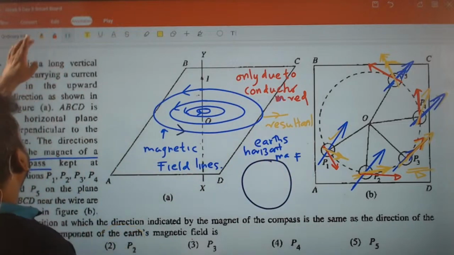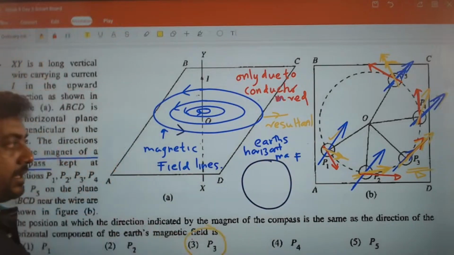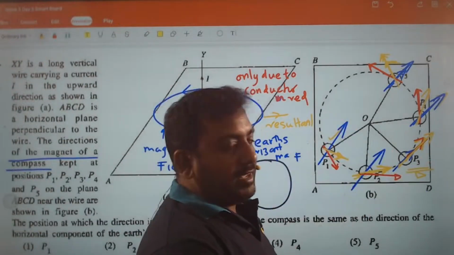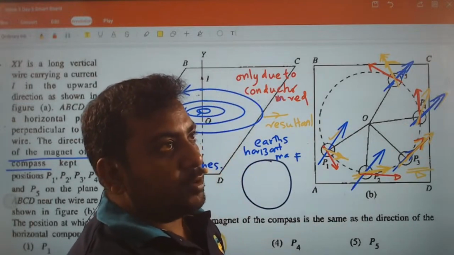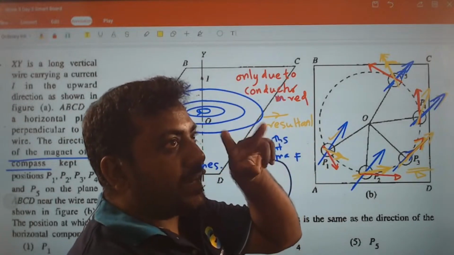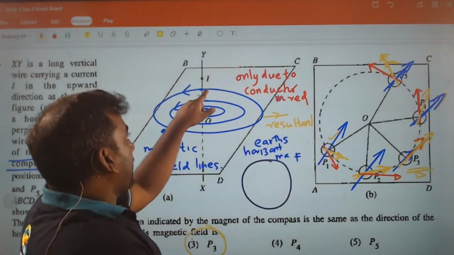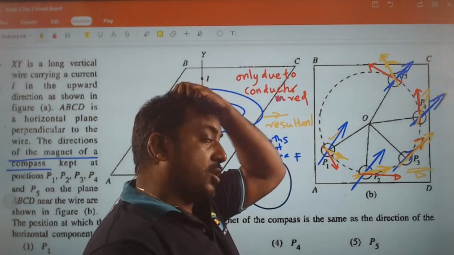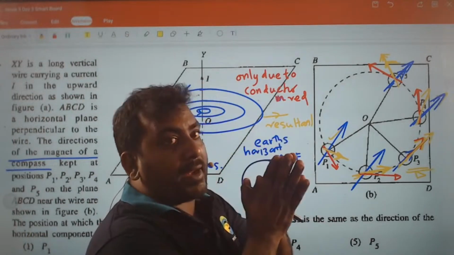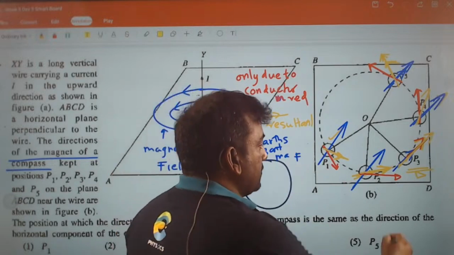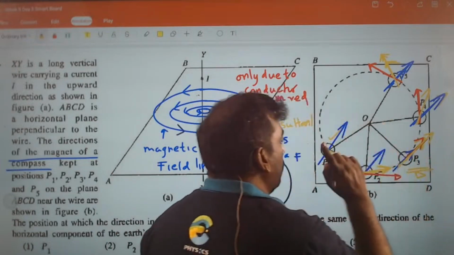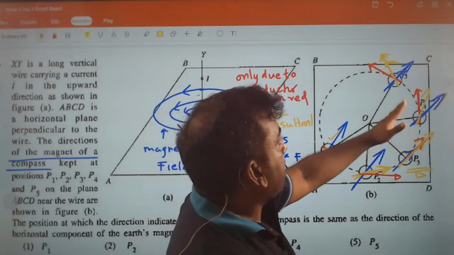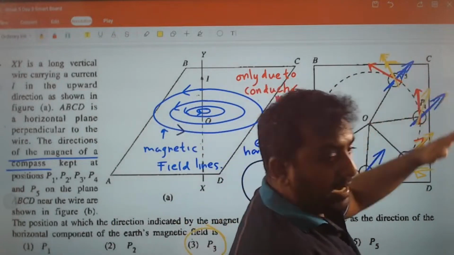So you can erase this. You can mark P3. Horizontal magnetic field means here that way. So I hope you understood it. The compass will give you the resultant magnetic field. The red color one is due to the conductor. The blue color one is due to the Earth's horizontal field. When both are parallel, it will be tangential. So P3 is where both are parallel to each other. Others will give a resultant direction.